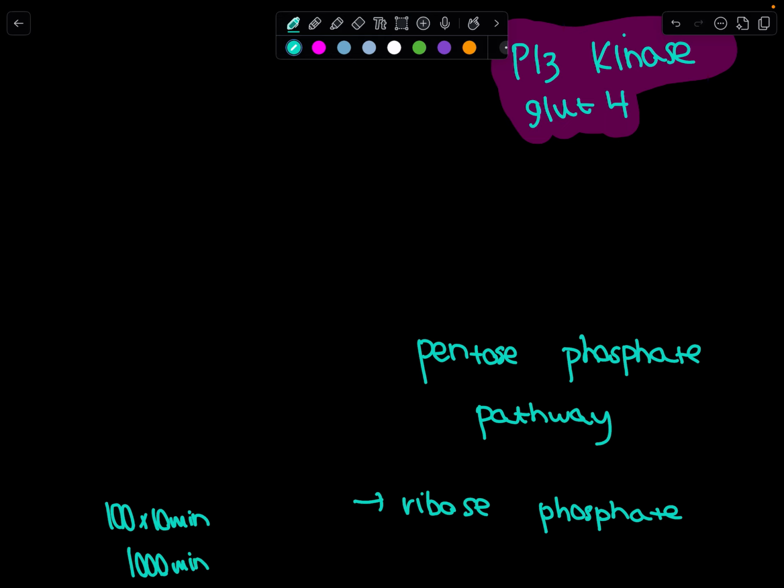1,000 minutes divided by 60 minutes per hour is about 16.67 hours. Clear? Want to jump back to the pentose phosphate pathway something? All good.